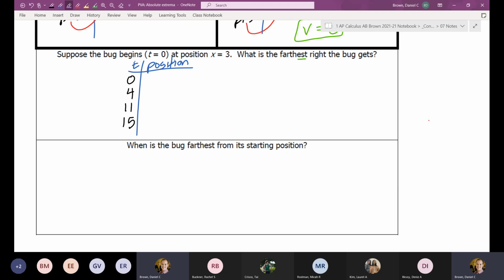If you show something like that on your quiz, that's already partial credit. You considered the endpoints and you considered the critical points. One of those rows is really easy to fill in. Which row do we automatically already know the answer to?